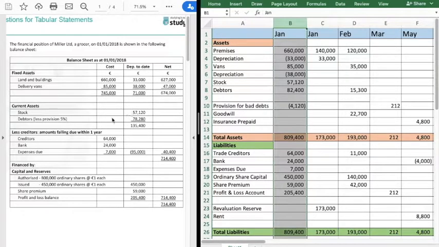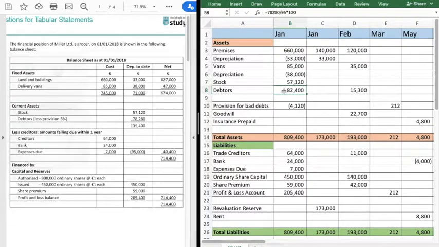Then we're into stock and debtors. So the 78,280, that's less provision of 5%. So in that case, what we're saying is that the 78,280 is only 95% of the whole. So what you need to do then is divide the 78,280 by 95 and multiply it by 100 to get the full figure.